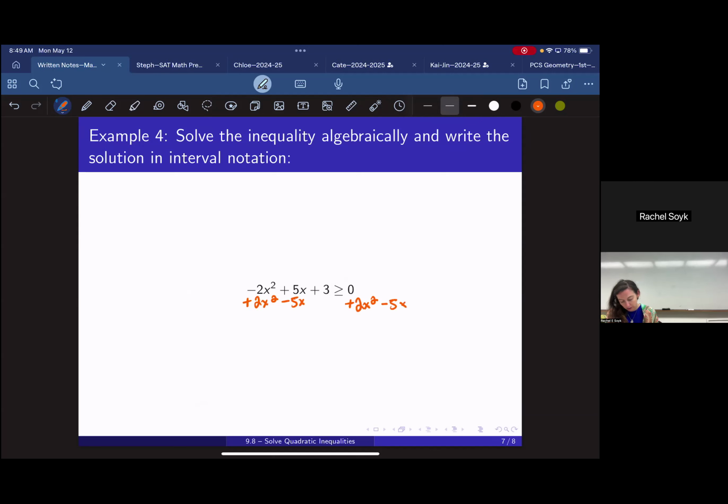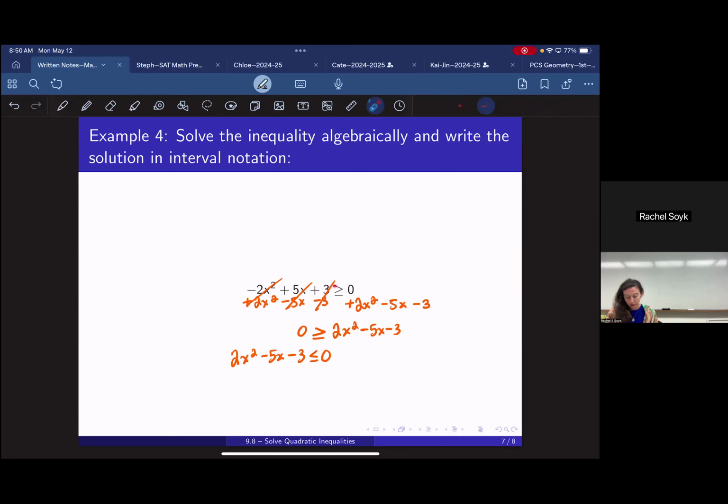I'm adding 2x squared to both sides. I'm subtracting 5x from both sides, and I'm subtracting 3 from both sides. So this all cancels out. And so essentially, we're looking at 2x squared minus 5x minus 3 is less than or equal to 0. And if we rewrite it where that's on the left-hand side, that's just 2x squared minus 5x minus 3 is less than or equal to 0.